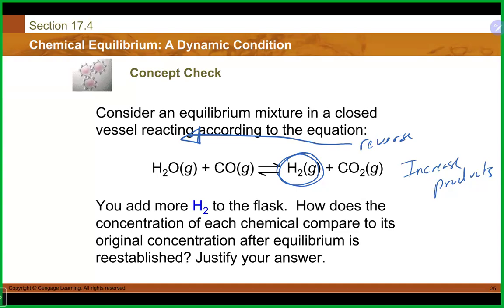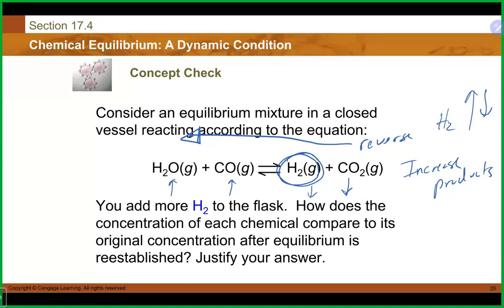The result of that in this situation is that we would actually see an increase in our reactants because the reverse reaction is occurring, and we would see the H2O increase, we would see the CO increase as well. The CO2 will go down again because it is needed in this case to make our reactants as it's going in the reverse direction. And ultimately, our H2 will go up because we added it, but as it starts reacting in the reverse direction, it will come back down. Again, it may actually end up higher than it started with because you added it, but that's the general idea.